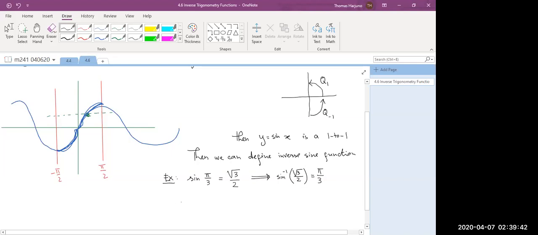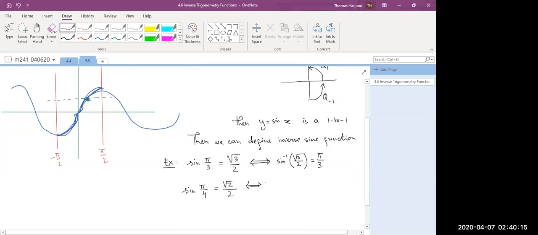Okay, so let's see again. How about sine pi over 4? Sine pi over 4 is radical 2 over 2, that's 45 degrees, right? Sine 45 degrees is radical 2 over 2. Now, how do I write it in inverse sine? Inverse sine will be sine inverse of the value. The output will be the angle.